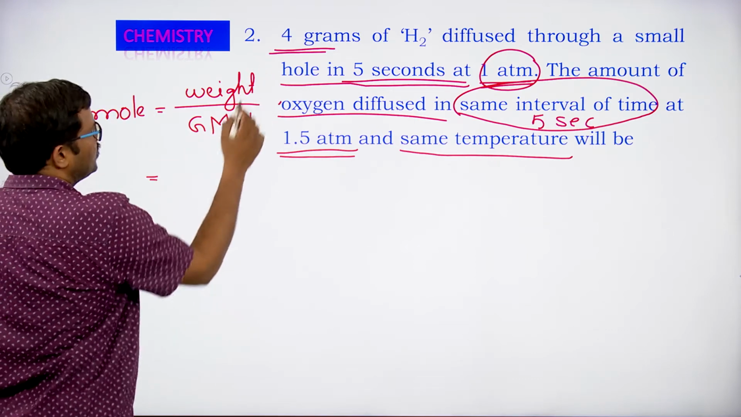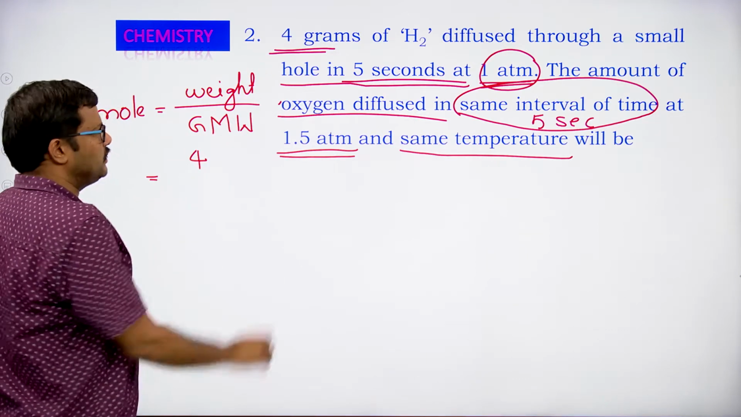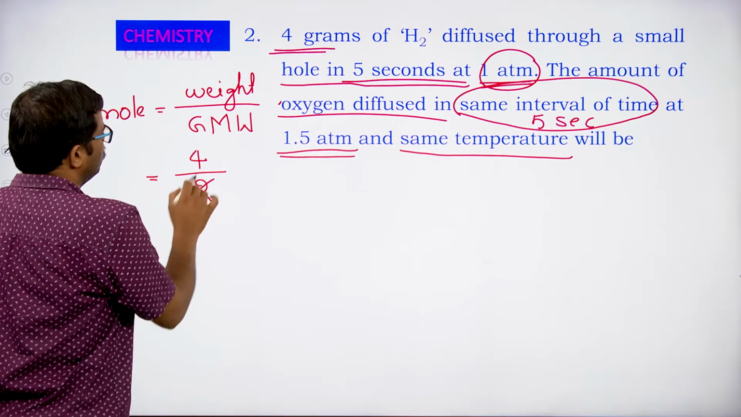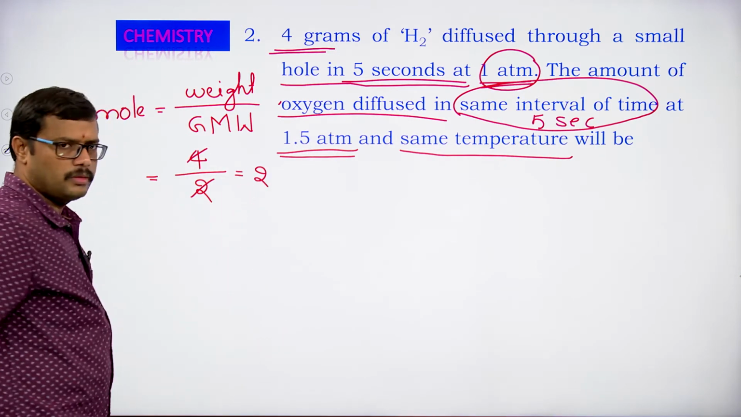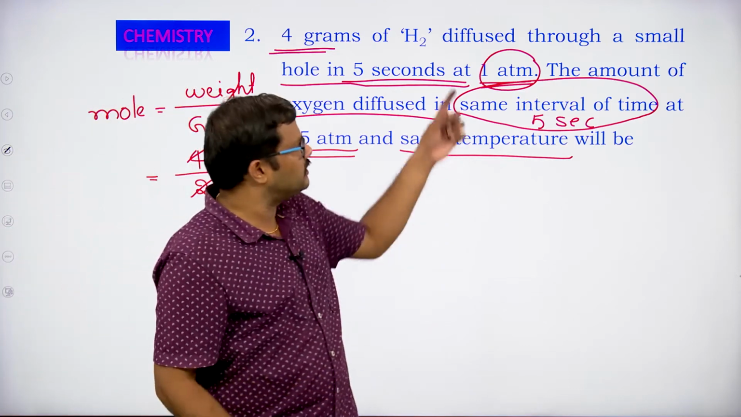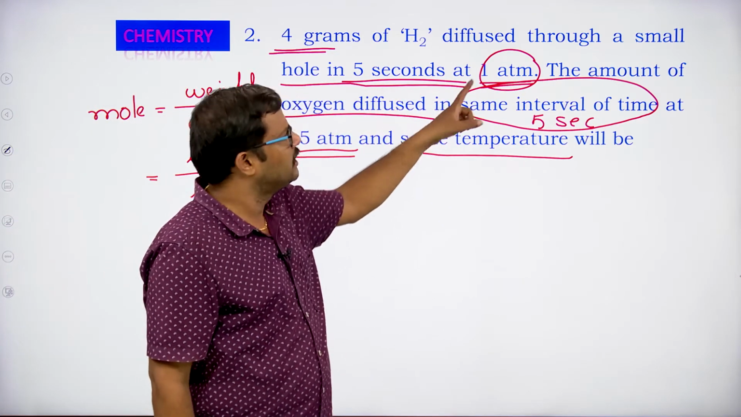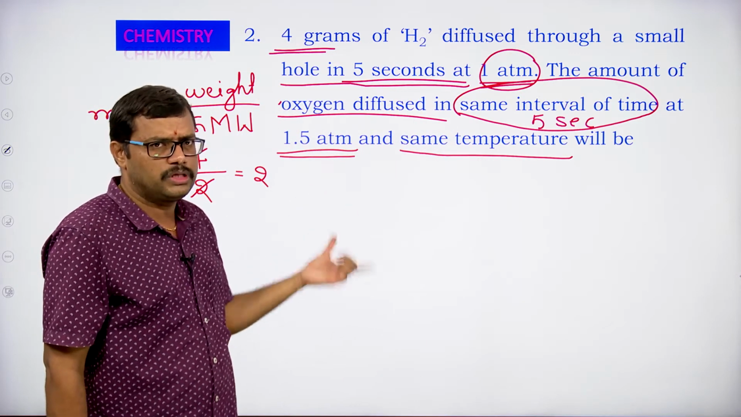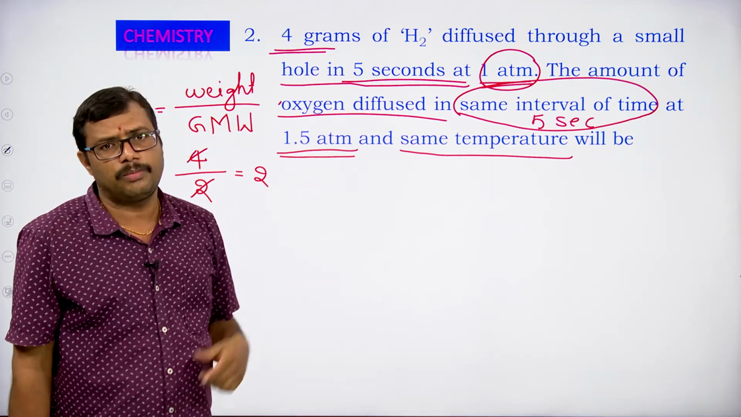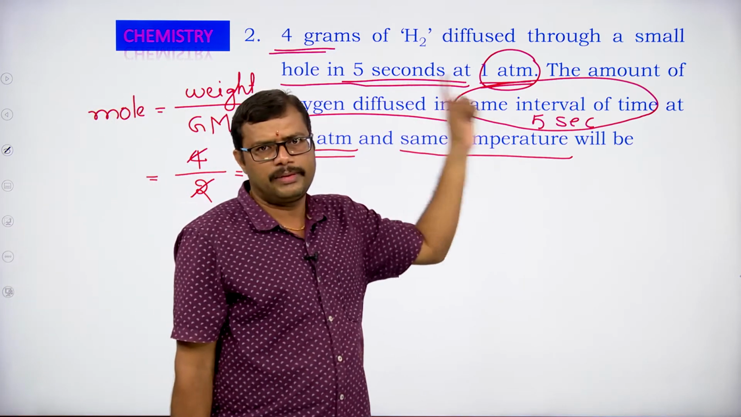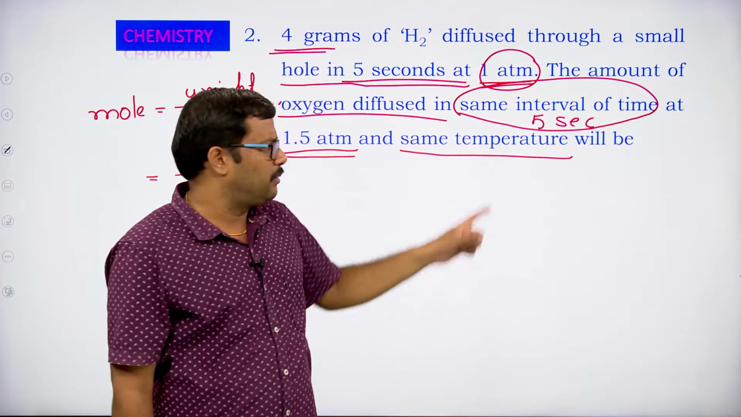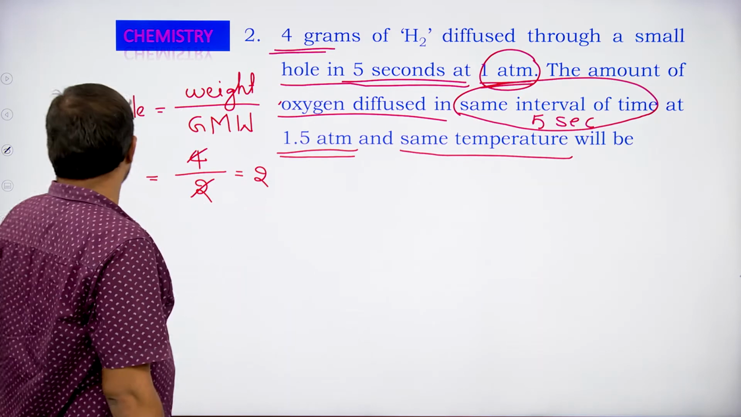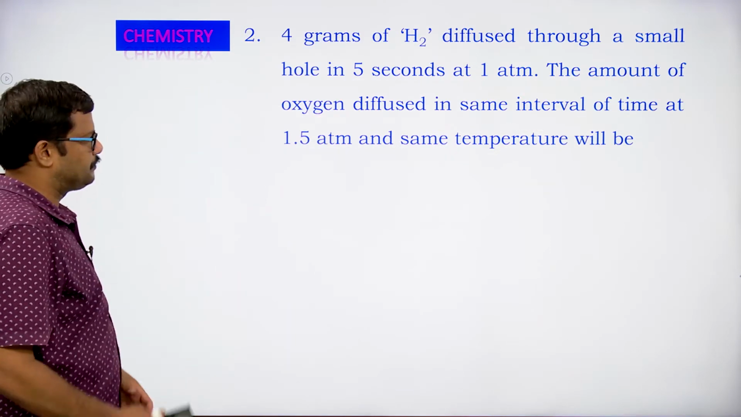So here what is the weight given for hydrogen? For hydrogen it is 4 grams. We know that the molecular mass of hydrogen is 2. So 4 by 2, this will be 2. So 2 moles of hydrogen gas is diffusing through a small hole in 5 seconds at 1 atmospheric pressure, and we have to find the oxygen that is diffusing in the same time at 1.5 atmospheric pressure by keeping the temperature constant. So here it clearly indicates that temperature is the only parameter which is constant, pressure is varying.